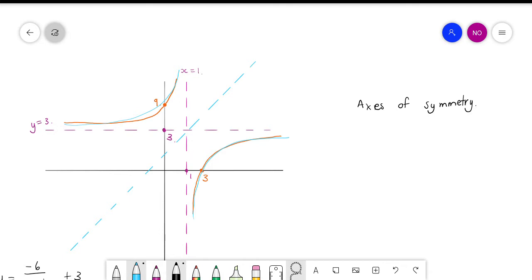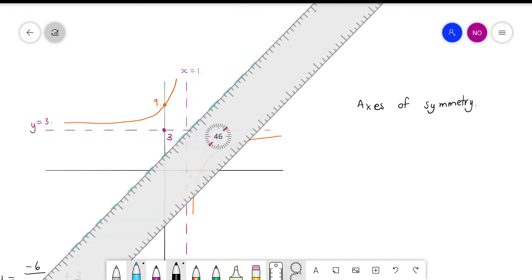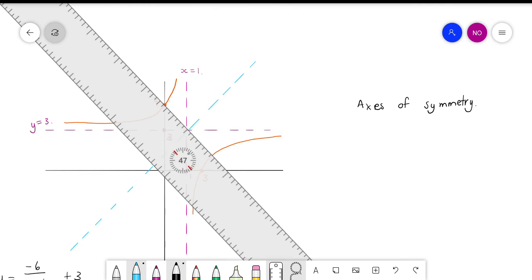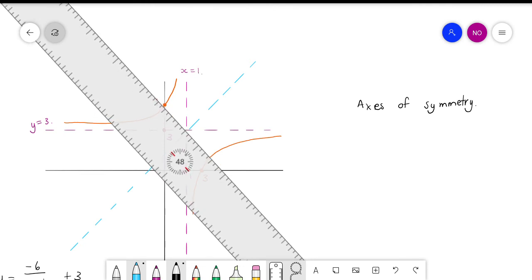Sien julle dit? Met ander woorde, daai is een van my asse van symmetrie en sien julle, hy gaan skuins deur die asymptote. It goes diagonally through the asymptotes. It cuts those two purple dotted lines. Do you guys see that? The other one does the same, but in the opposite direction. So it goes like this.